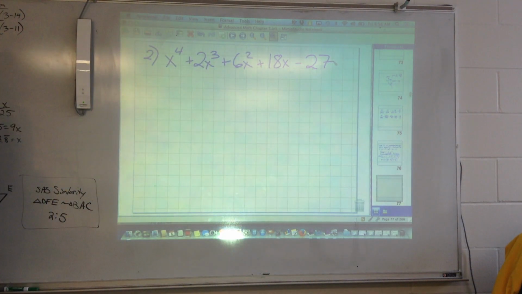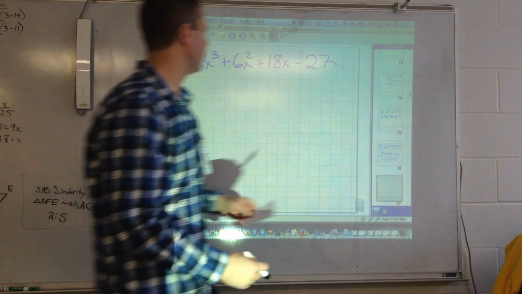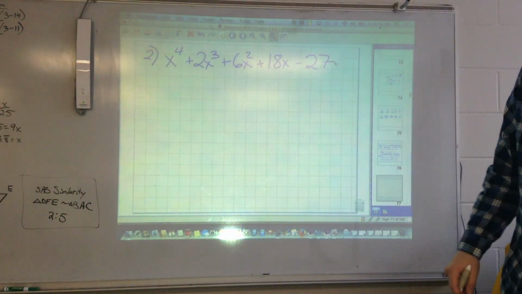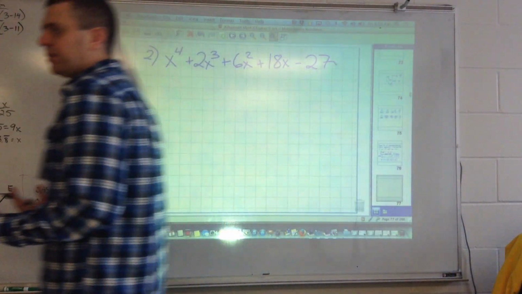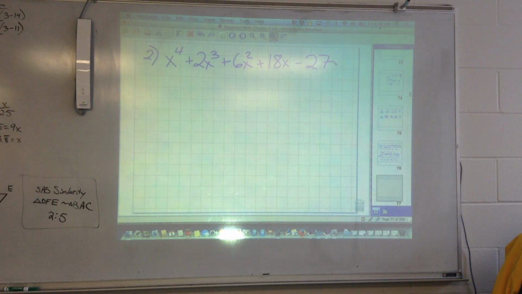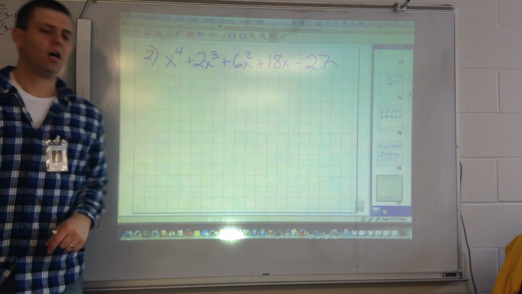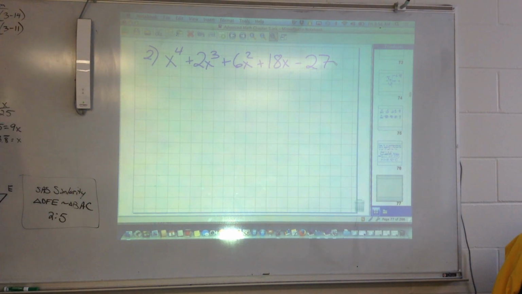X to the fourth plus 2x cubed plus 6x squared plus 18x minus 27. I didn't even write it as a function this time, I just wrote the expression. Let's find all the roots, zeros, or solutions. So in other words, you set it equal to 0 and solve. That is essentially what you're doing. How many will this one have? 4.